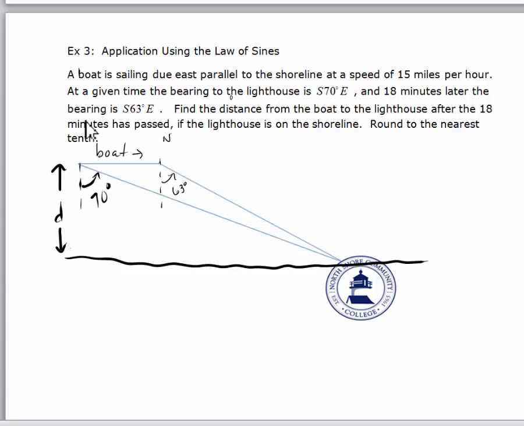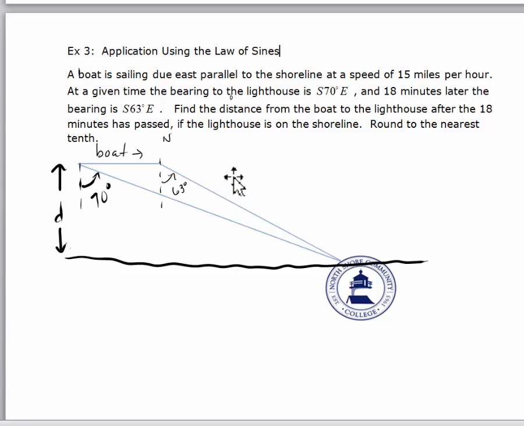So we've got a vertical line drawn here, and this is south 70 degrees east. And then 18 minutes later, we've got south 60 degrees east. And this is the bearing from the boat to the lighthouse. And it says find the distance from the boat to the lighthouse after 18 minutes has passed if the lighthouse is on the shoreline. So we want to find this distance right here.